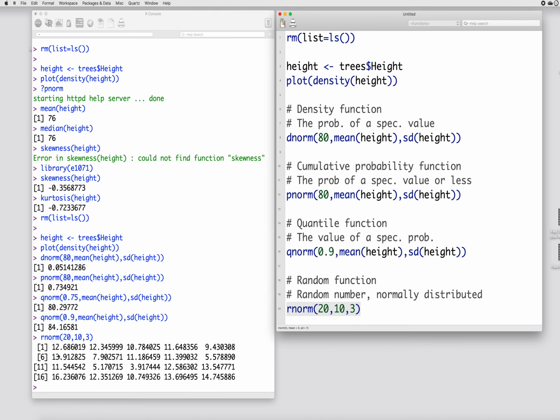And so you can see that it has randomly created a list of 20 numbers, and that most of those numbers are pretty close to 10. We have a few that are farther away, and we have even fewer still that are quite a bit farther away. But we've created random numbers there. So based on a normal distribution, these are the commands that we can use in R: the density function, which is dnorm, the cumulative probability function, which is pnorm, the quantile function, which is qnorm, and the random function, which is rnorm.